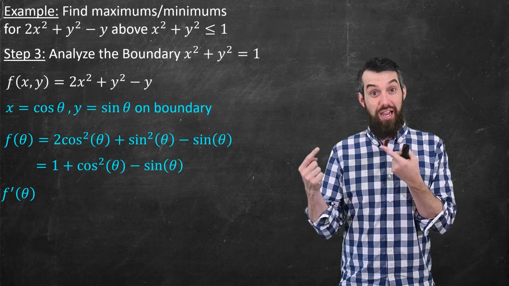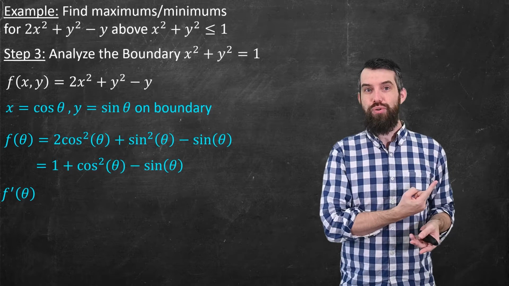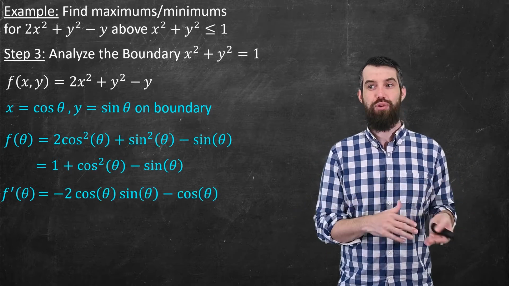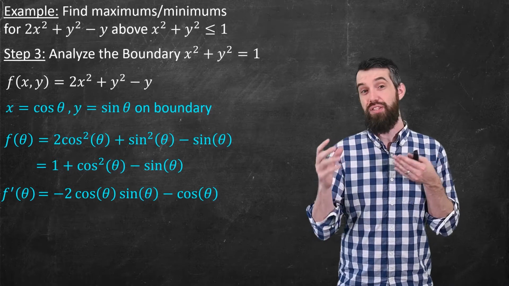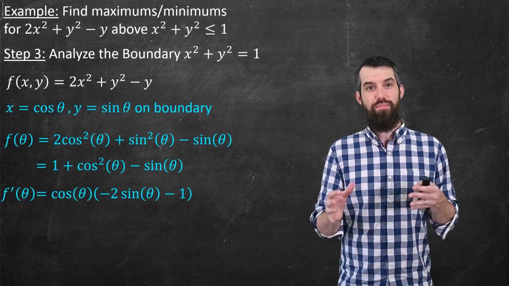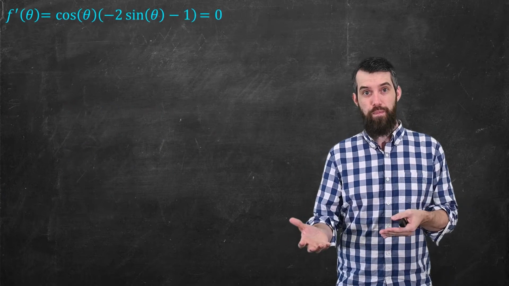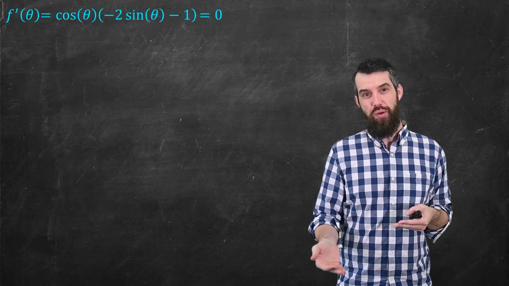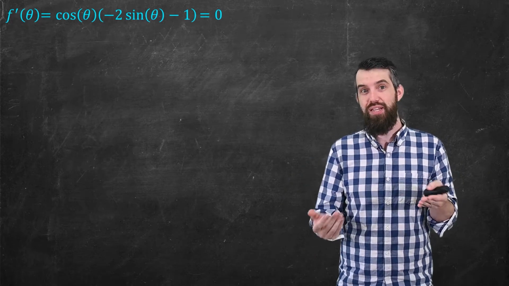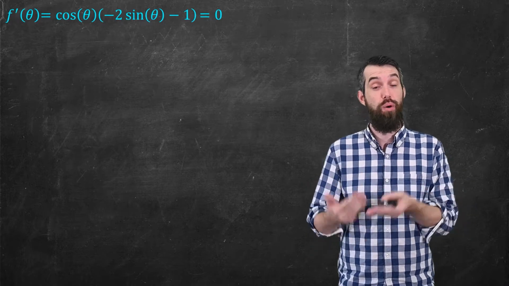By using this parameterization, my multivariable function along the boundary has turned into a single variable function of the parameter theta. Taking this derivative, I get this expression: minus 2 cos theta sine theta minus cos theta. I'll factor the cosine thetas out the front to clean it up a little bit. Now I have my derivative, and I want to set this equal to 0. What this is going to tell me is the theta values where the function along the boundary is maximum or minimum. Together with my previous critical point, those will give me all the candidates as to where my function is a maximum or a minimum.